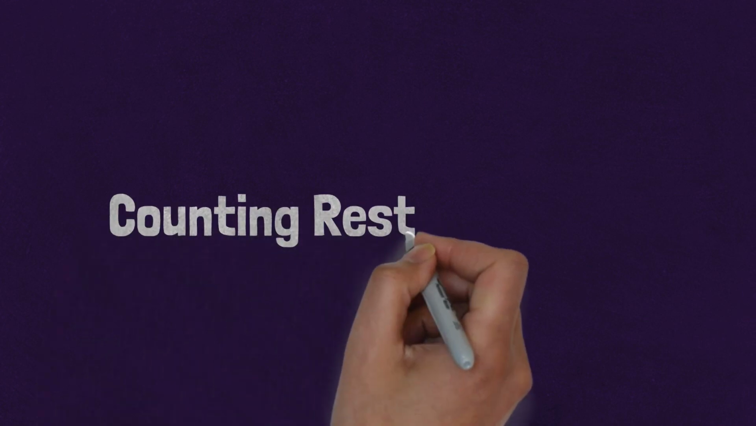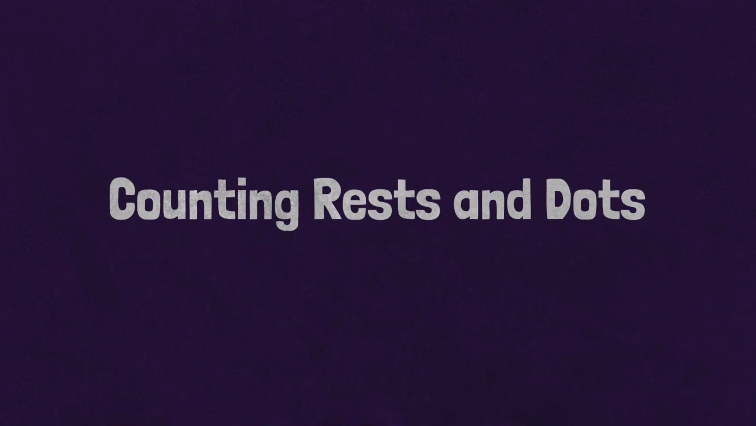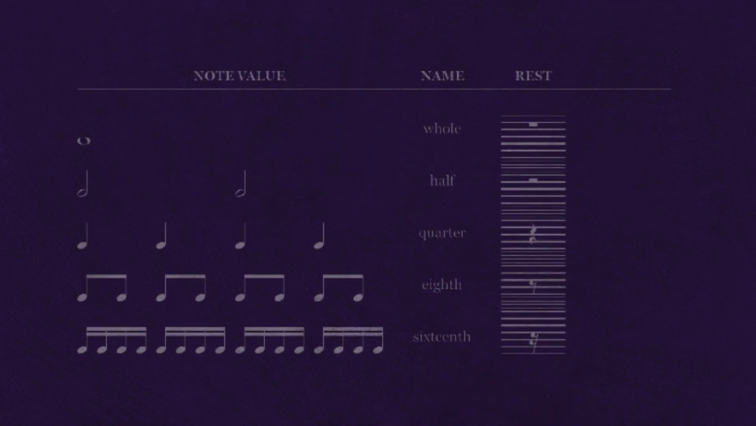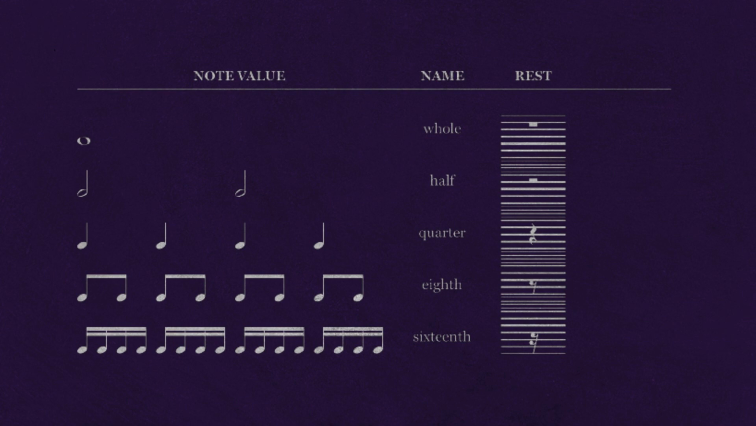Counting rests and dots. Rests represent durations of silence. As you saw in the figure, each rest, for example, the eighth rest, lasts as long as the note that shares its name, the eighth note. Be careful when you read and write whole and half rests, which resemble each other. The half rest sits on top of the third staff line, while the whole rest hangs from the fourth line.